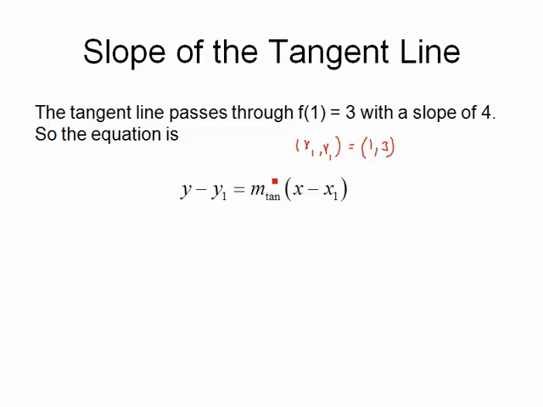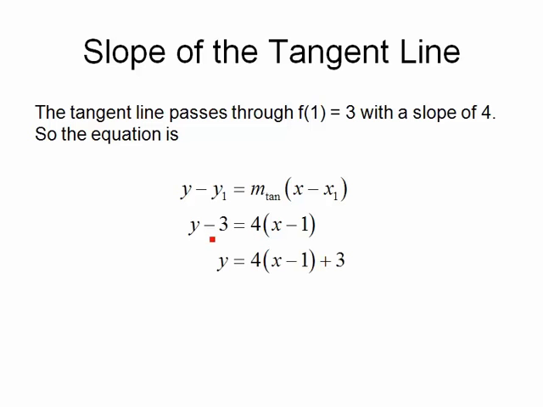And the slope in this case is the slope of the tangent line that we just found up here. So all I need to do is plug those values in here, and I'll have the equation of that line that was on the previous graph. So I'll go ahead and put the 3 in place of y1, the 1 in place of x1, and the 4 in place of the slope of the tangent line.